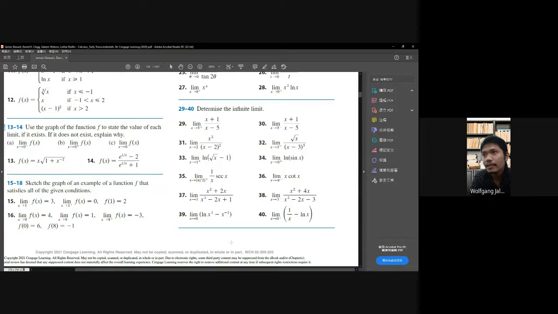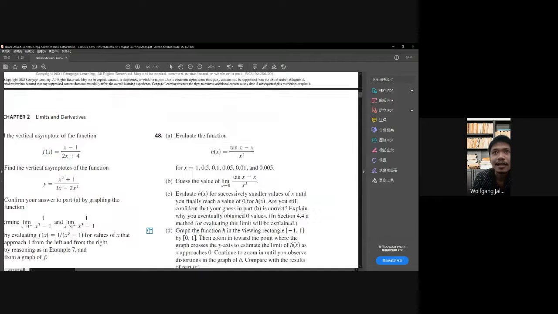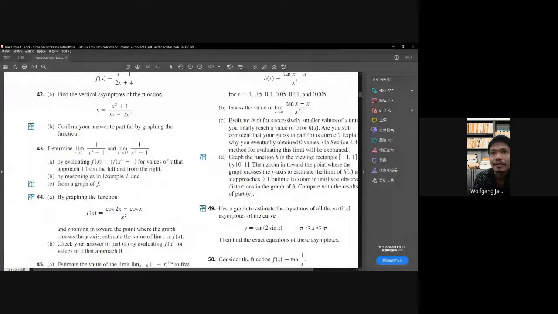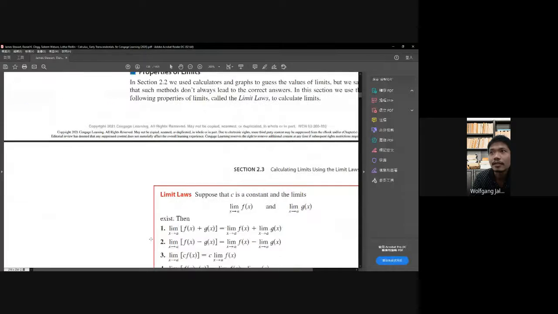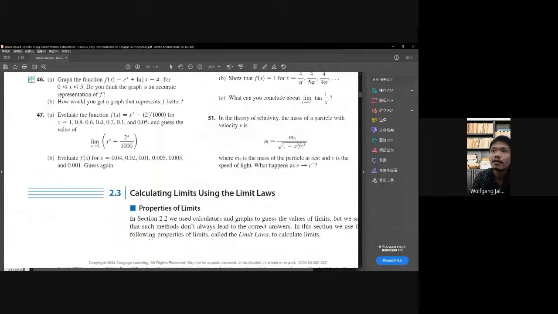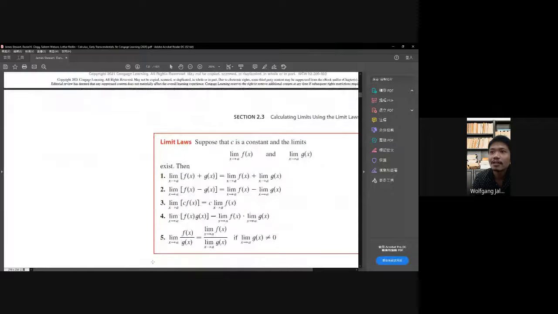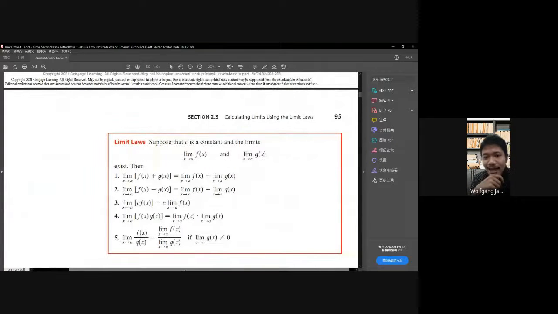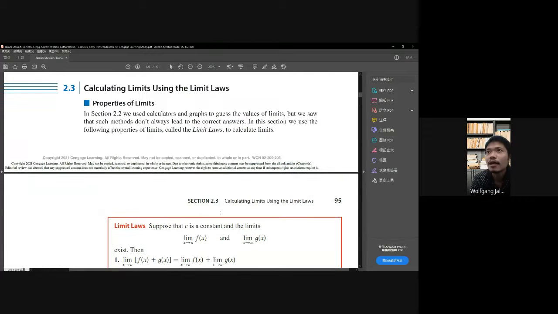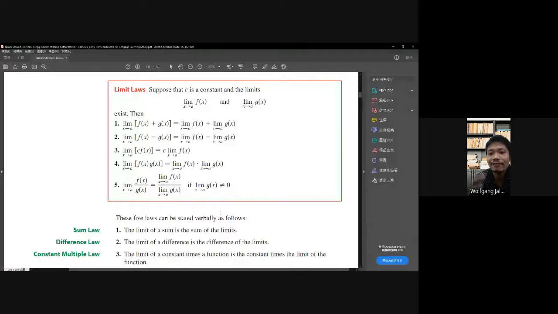I think nothing interesting here. Let us see. This limit law you guys haven't learned yet, right? Or you have learned it? I don't think so. No. Okay. Well, basically you have learned it in high school, so neither here nor there.